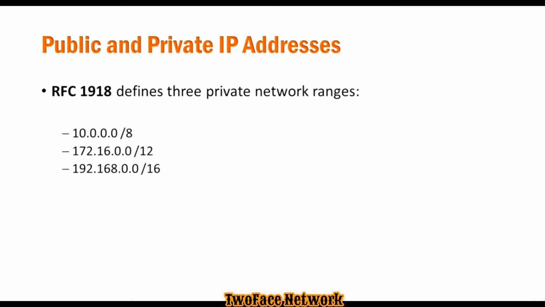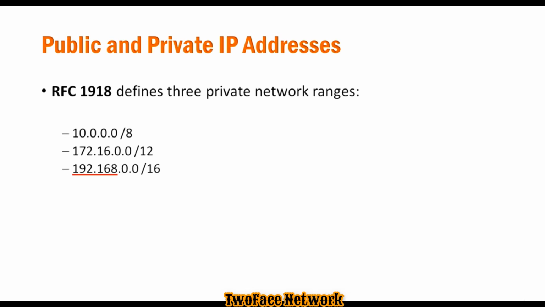And the third one you've also probably heard of. It's 192.168.0.0/16. So all of the IP addresses that have 192 in the first octet and 168 in the second octet, and whatever they have in the other 2 octets, they belong to a private network.